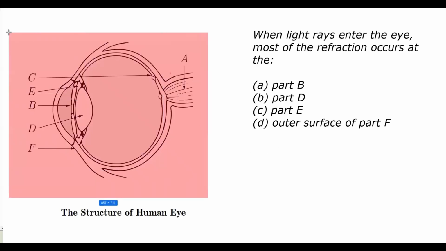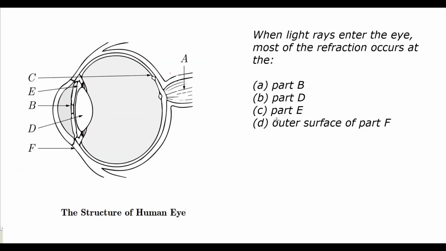In this question, as you can see, this is the structure of the human eye. Now, the question is, when light rays enter the eye, most of the refraction occurs at what? So the most of the refraction you should know takes place from the outer portion of the eye, right? That's called the cornea. And what is the cornea here?